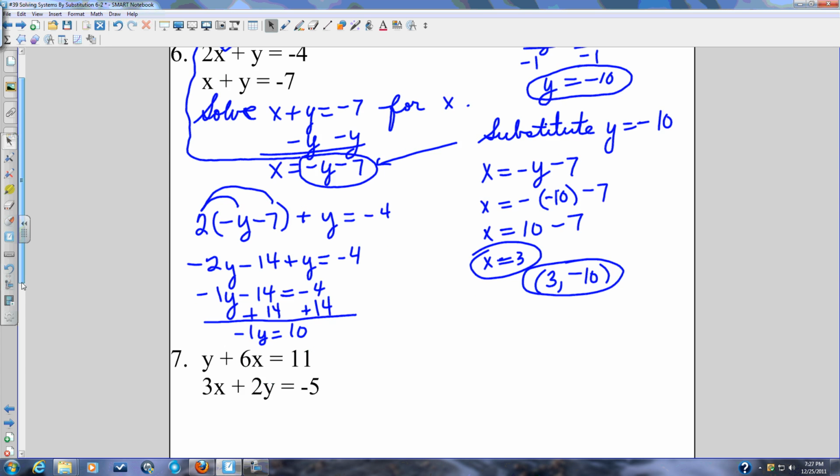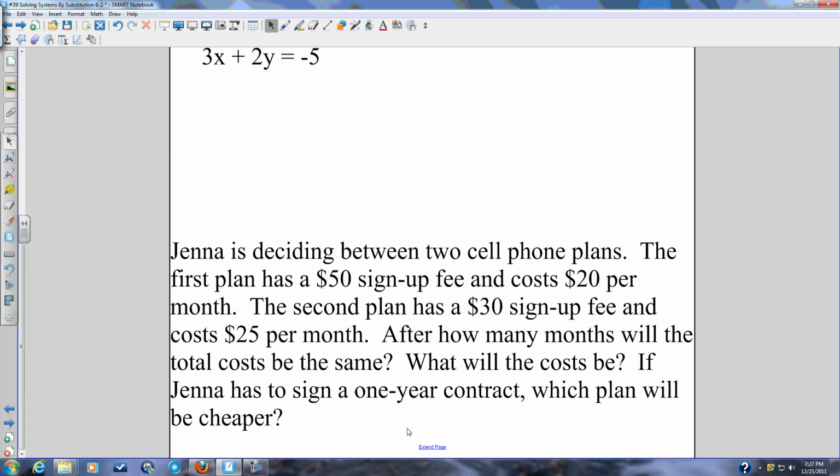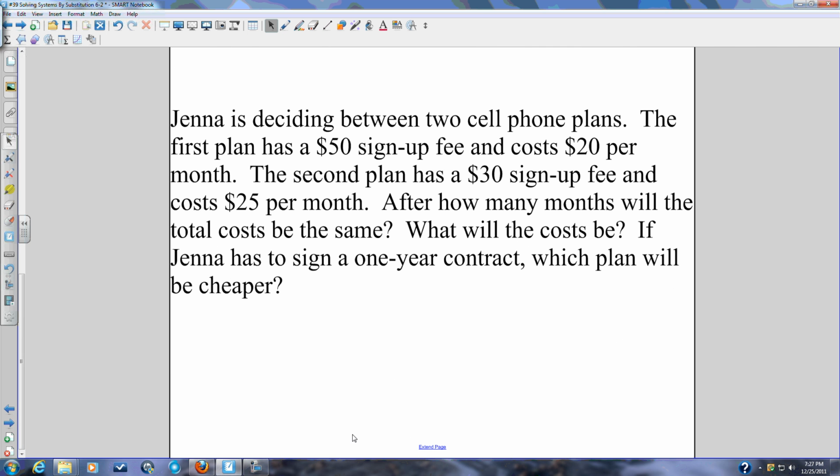And the very last thing that we want to do is let's go ahead and take a look at this next word problem. It says Jenna is deciding between 2 cell phone plans. The first plan has a $50 sign-up fee and costs $20 per month. The second plan has a $30 sign-up fee and costs $25 per month. After how many months will the cost be the same, and what will the cost be? If Jenna has to sign a 1-year contract, which plan will be cheaper?